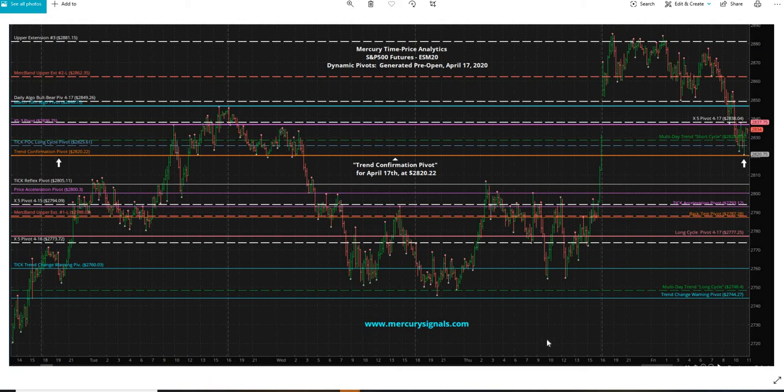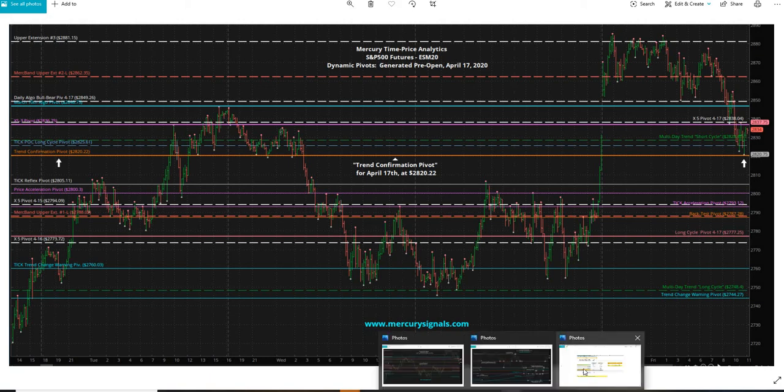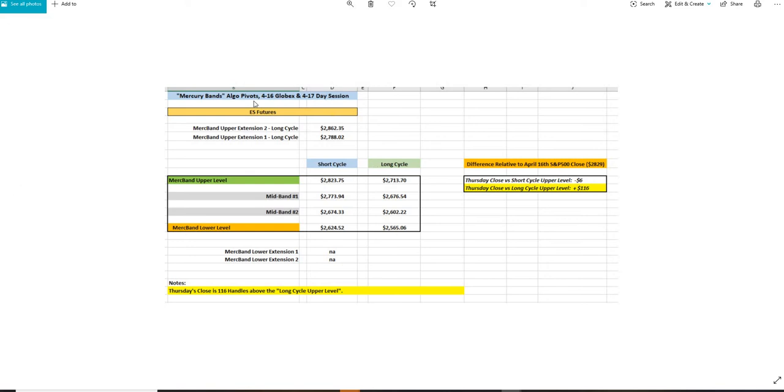Now, here's the data that was generated, and this is done after 5 o'clock Eastern time when the market closes. You've got that 1 hour closure. These levels are generated, distributed to our members, and these give you the Mercury bands for Globex that evening, Thursday evening the 16th, and for the day session the next day.